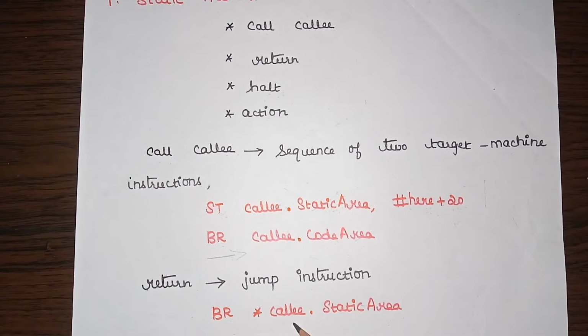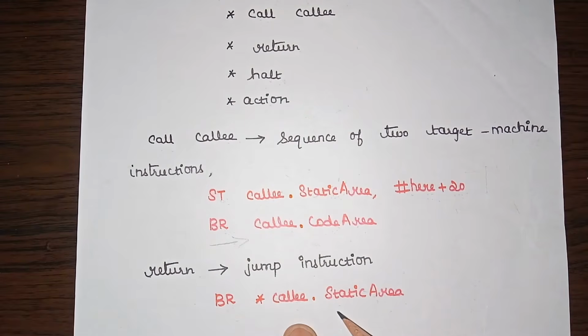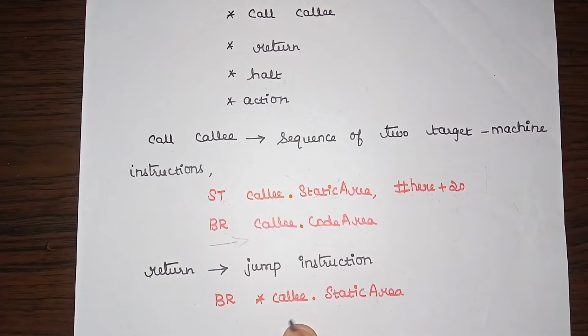And here, star callee dot static area, this attribute actually transfers the control to the address that is saved at the beginning of the activation record for the callee. So this is used to store, or give, the address of the beginning of the activation record, right? So whenever this instruction is seen, the control will go to that particular address that is saved at the beginning of the activation record for the calling procedure.